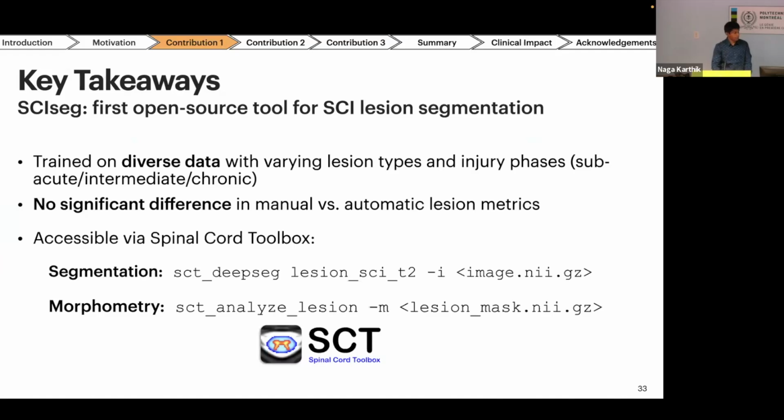And this work is integrated into Spinal Cord Toolbox and the model can be accessed on any scan using these commands to get the segmentation and also to compute the morphometrical measures that I showed.